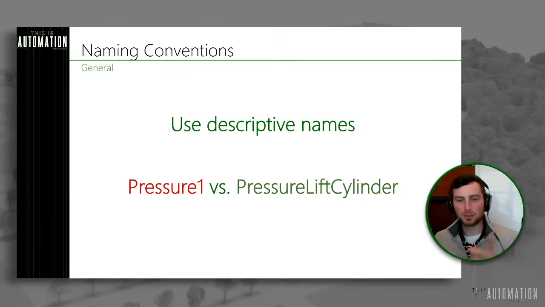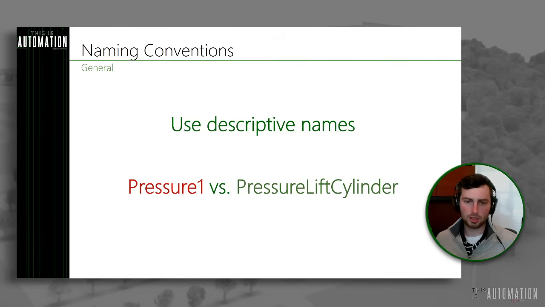Which pressure was pressure 1? So try to use something descriptive where possible, but also be cognizant of how long the identifier names are getting. So I would say something like this pressure lift cylinder that we're showing on the screen is maybe on the limits of how long an identifier should be. So just be cognizant of that.